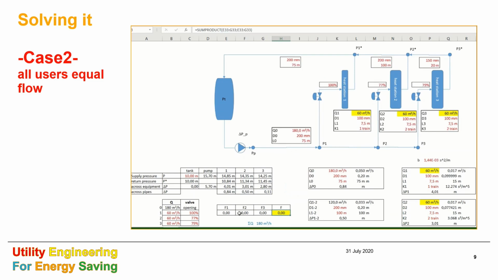So the three conditions are met, the F is 0, and the values for the opening valves are respectively 100, 77 and 79%. Under those conditions, we can assure the same flow at every user.